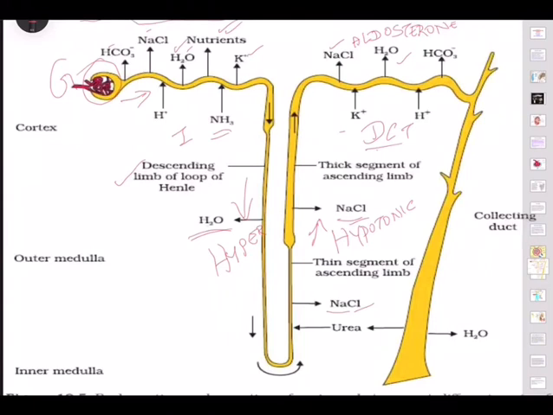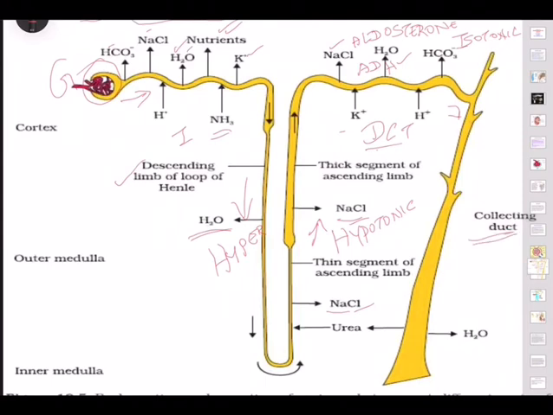And water is reabsorbed here, as you are seeing. Water is also reabsorbed here under the influence of another hormone, ADH, anti-diuretic hormone. Both aldosterone and ADH are secreted by the pituitary gland: aldosterone by the anterior lobe and ADH by the posterior lobe. This makes the filtrate isotonic. Once it comes to the DCT, it becomes isotonic to blood plasma. This is what you must remember.